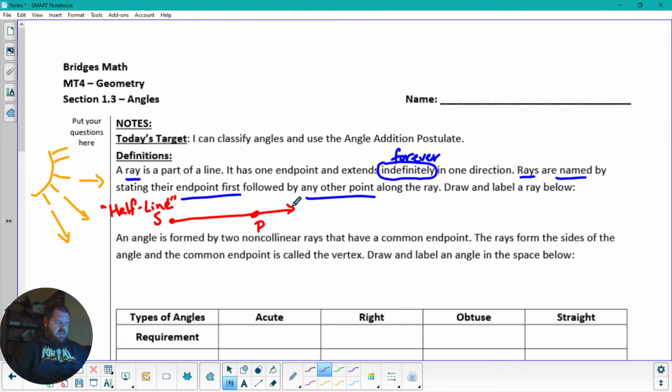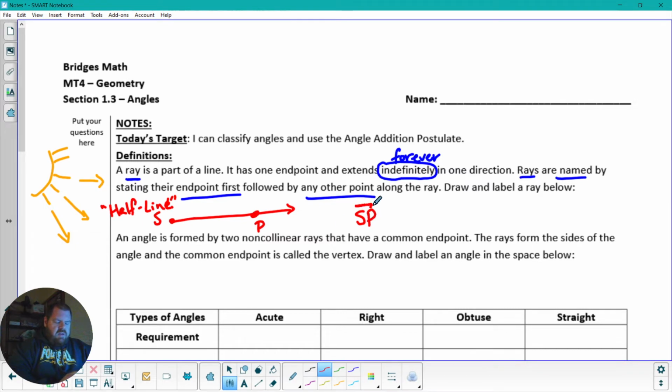Good job hitting that button there. I think that's important to get a visual of really what we're dealing with here. And then when it comes to naming it, it says that it's named by stating their endpoint first. So the endpoint of this is S, and then any other point along the ray. It can be any point that's out here. I have only one other one, and so I'm going to call that P.